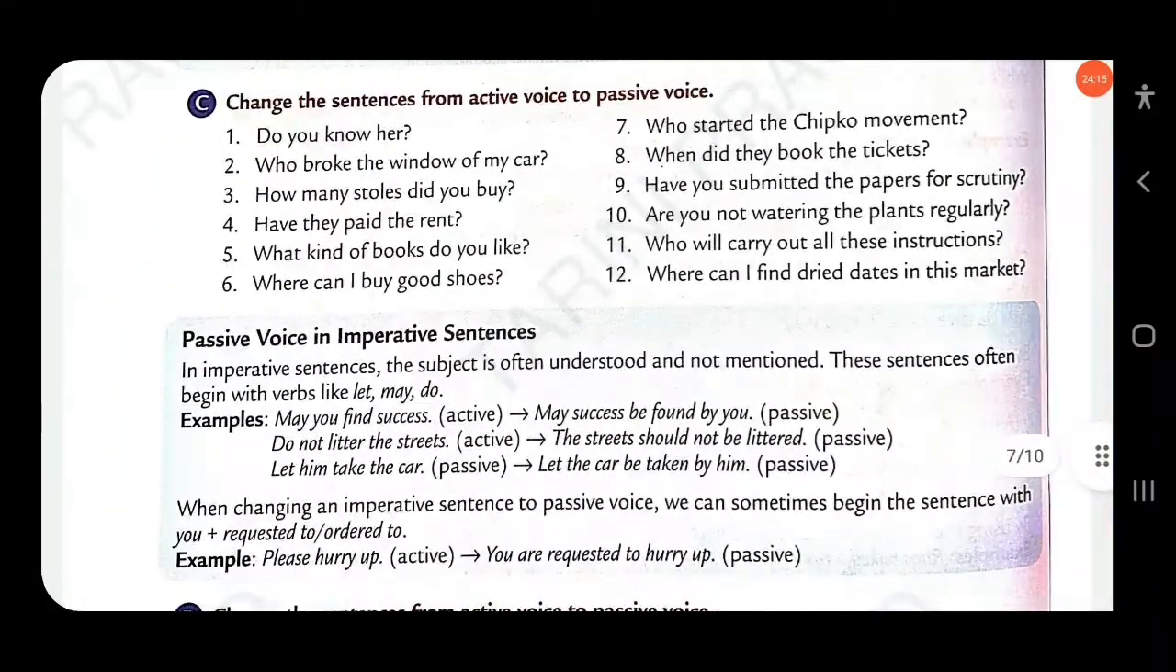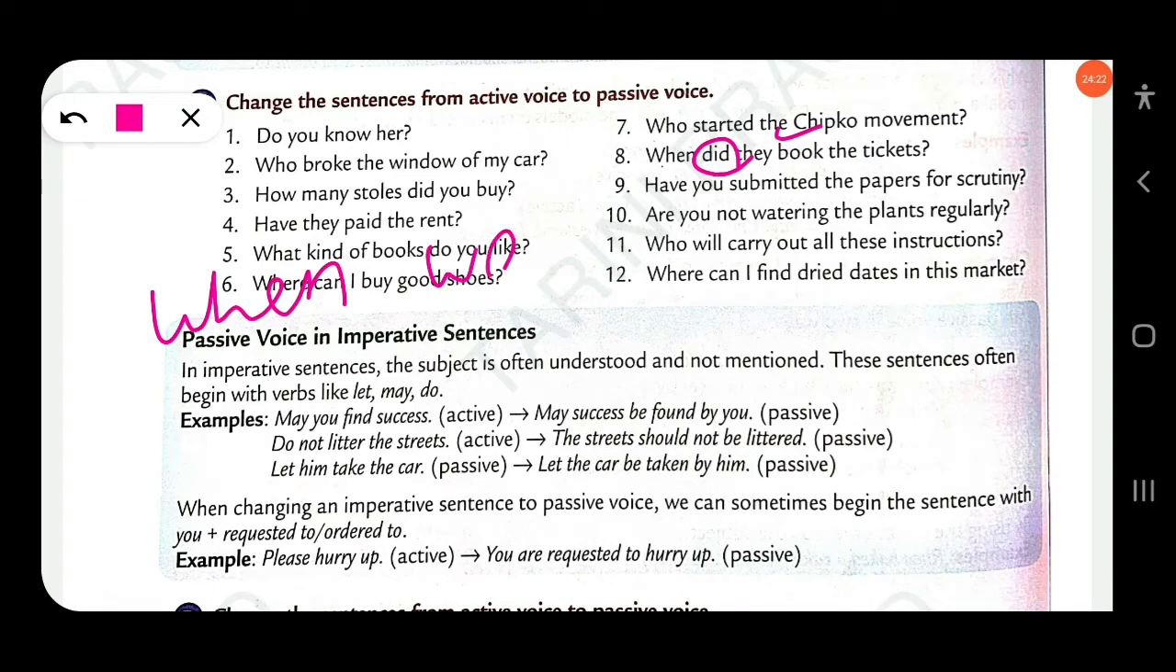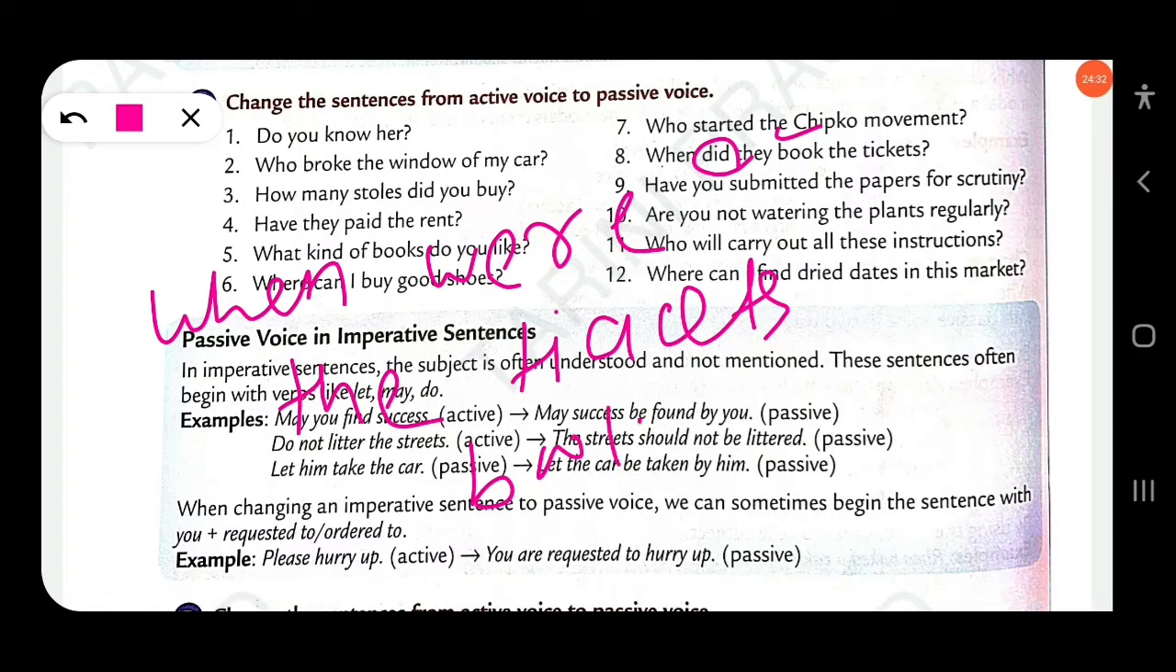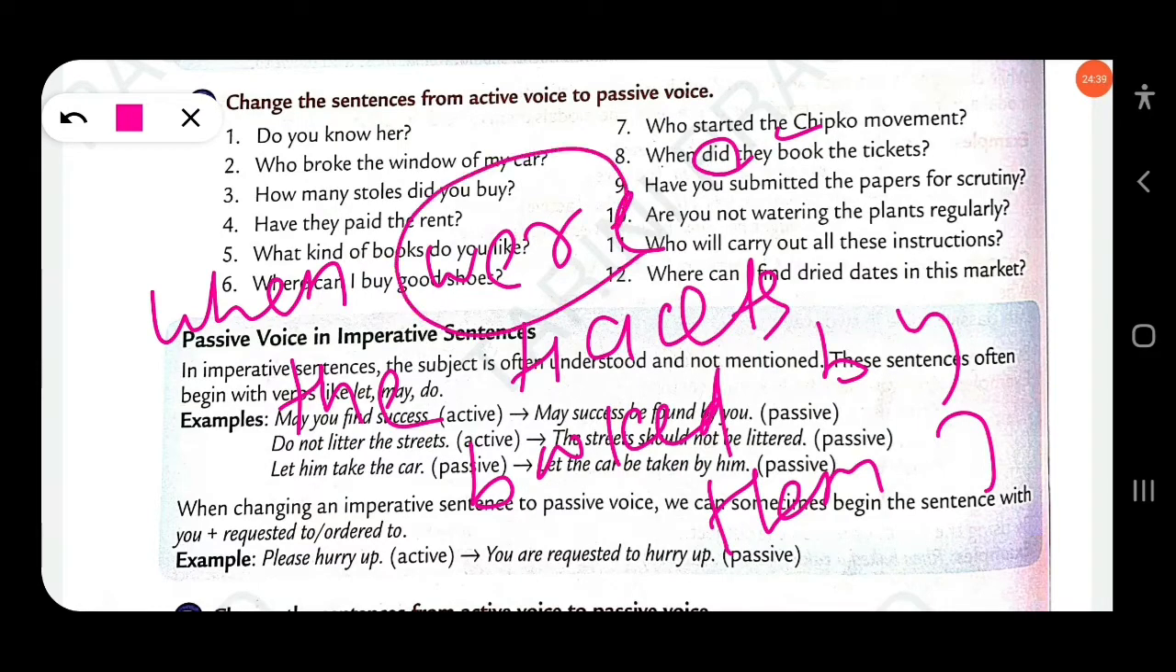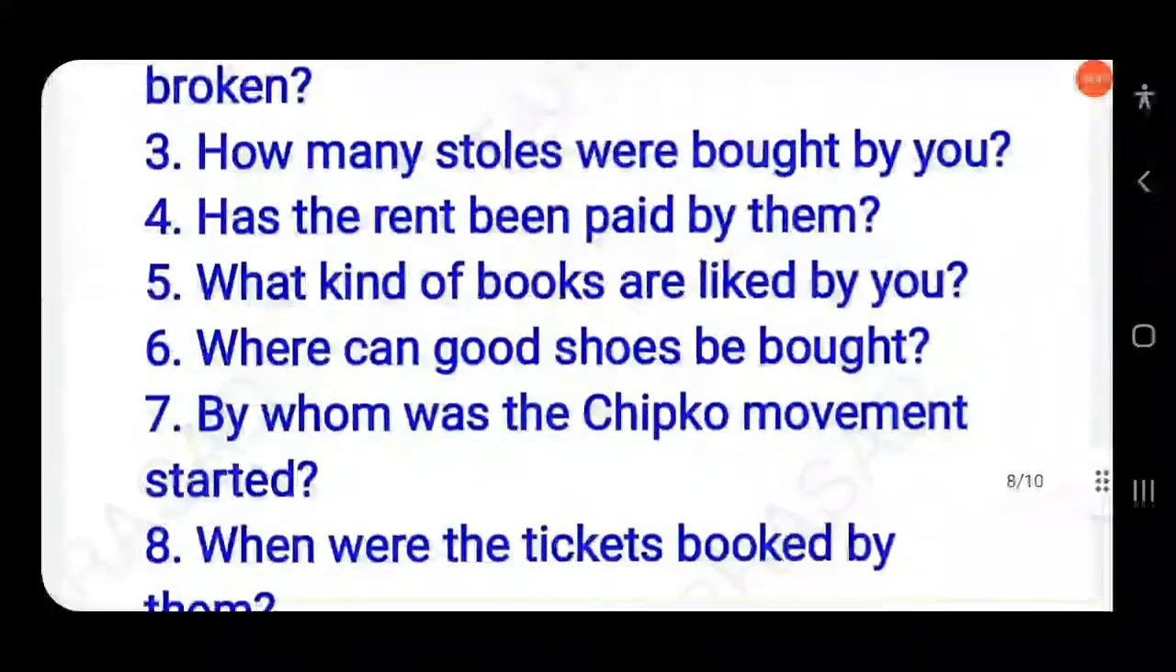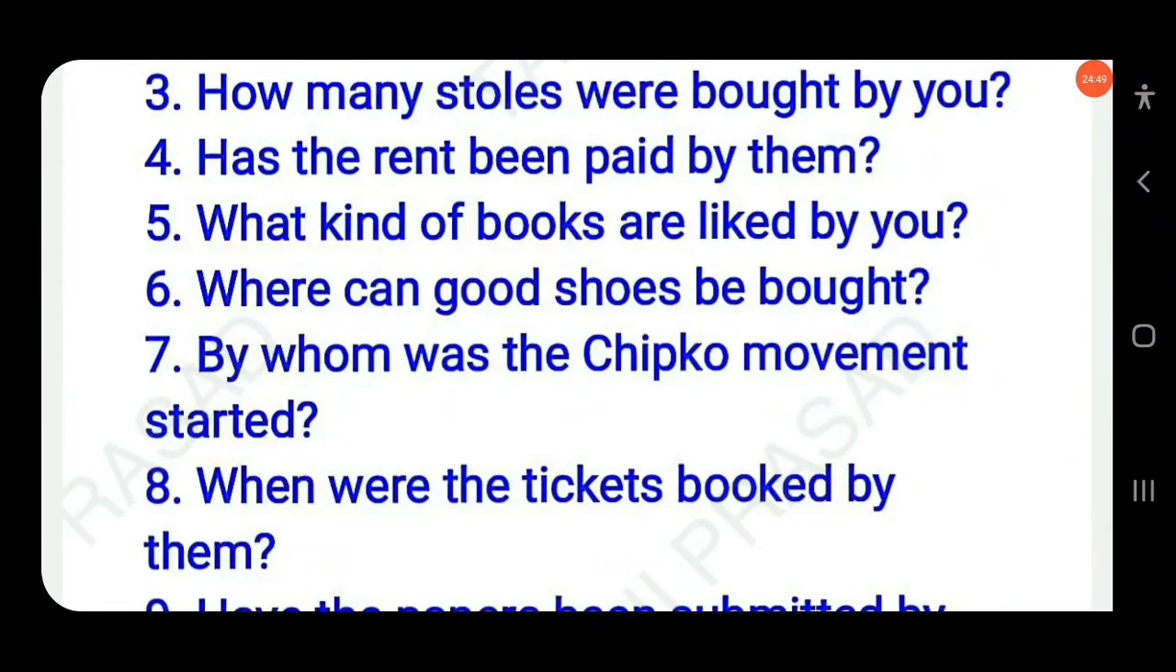The next question, when did they book the tickets? Yes, so here the tense used is simple past. When were the tickets booked by them? As you know, here simple past is used, so you have to use were, because here the object tickets is in plural form. When were the tickets booked by them? You have to use a question mark at the end of the sentence.